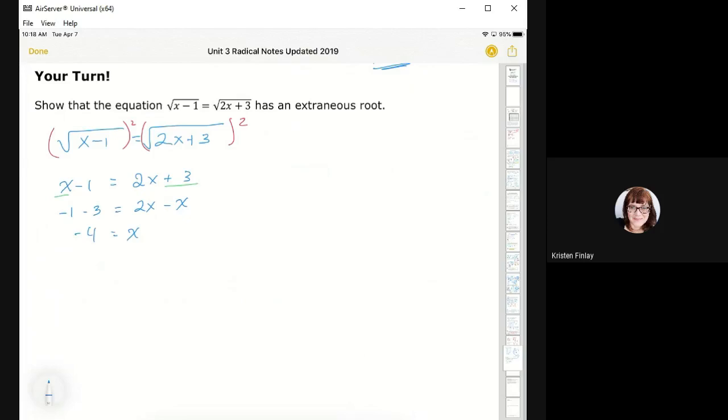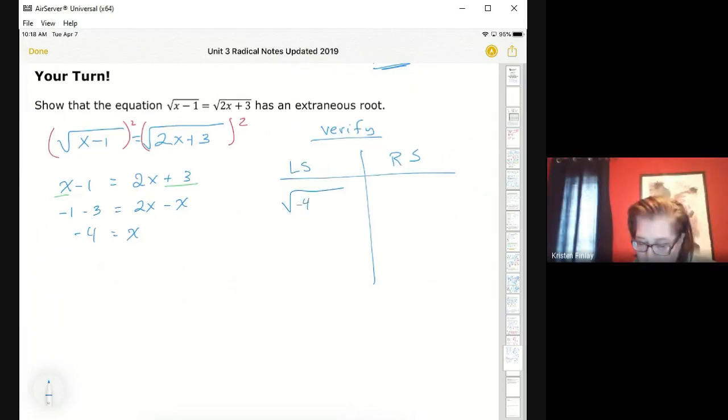Now we're going to show that it has an extraneous root. So we're going to verify left side and right side. So in here, I have negative 4 minus 1. And in this one, I have 2 times negative 4 plus 3. So here I get negative 5. Already, I'm seeing problems because we cannot take the square root of a negative number. And here I have negative 8 plus 3.